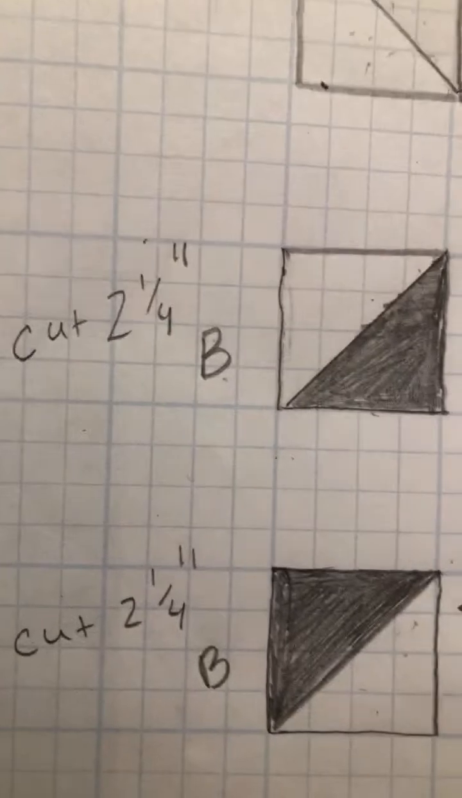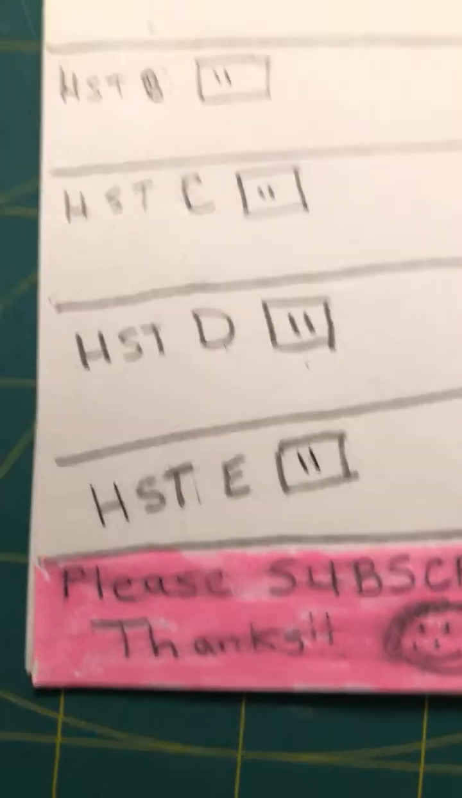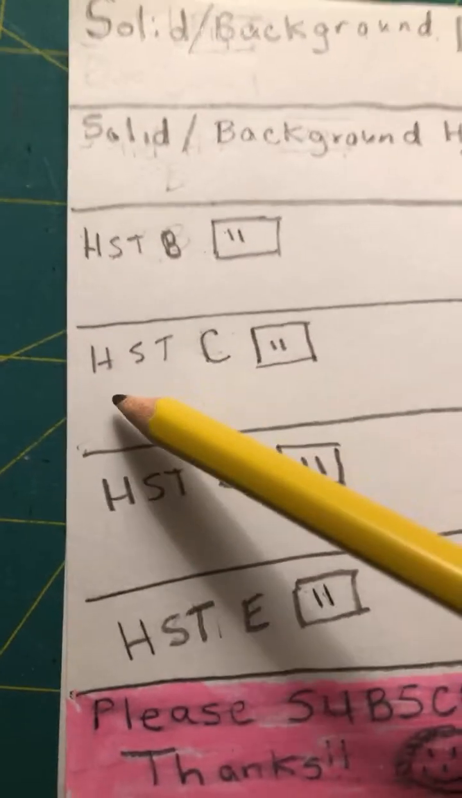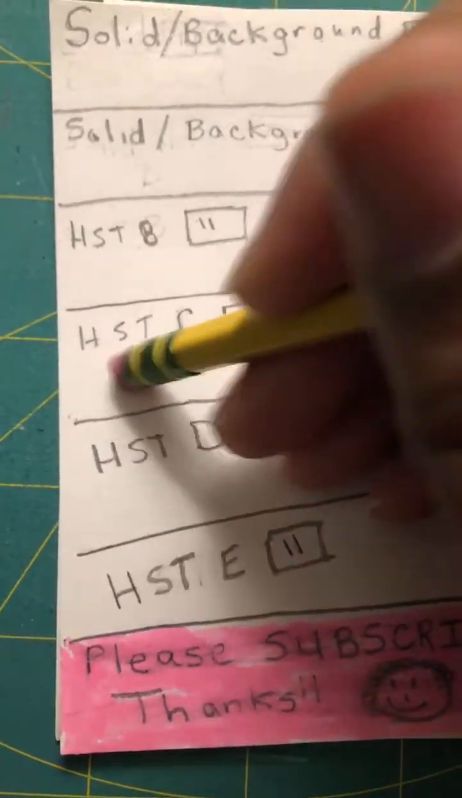And then for that half square triangle B, I need 11. And then this is C. And this is C. And it's just another 11. And as I cut them, I would write my little sticks until I had all I needed.